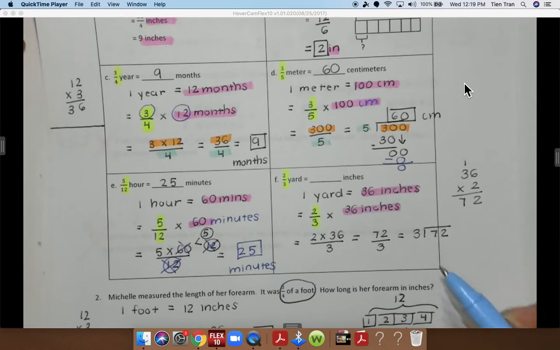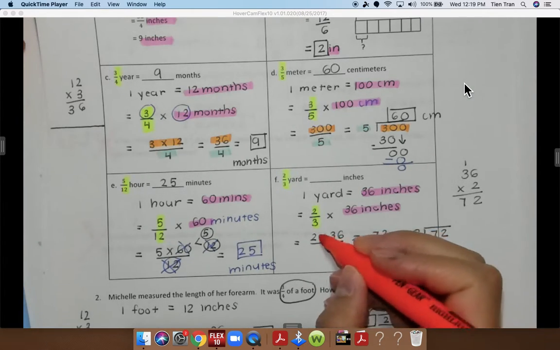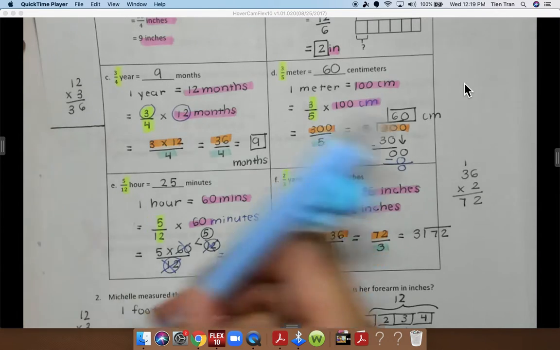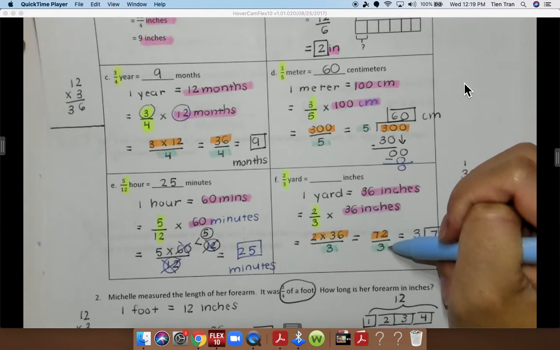So 2 times 36 is going to give me 72. That's what I did here. I multiplied straight across. 2 times 36 gives me 72, and the 3 in the denominator you just bring right over. So now I am dividing 72 by 3.